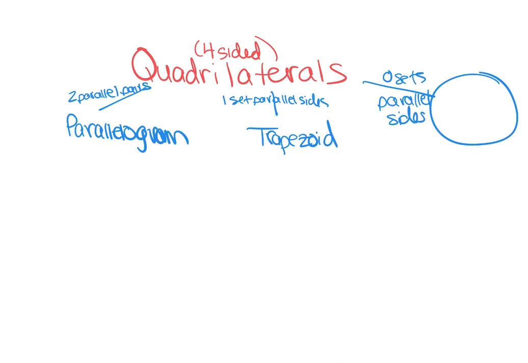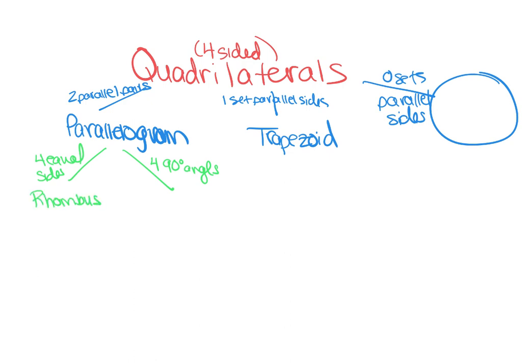Now, beyond the parallelogram and the trapezoid, we can break this down further. So the parallelogram kind of breaks into 2 categories. It breaks into the category where we have 4 equal sides, or can have 4 90-degree angles. Our 4 equal sides are the rhombus.